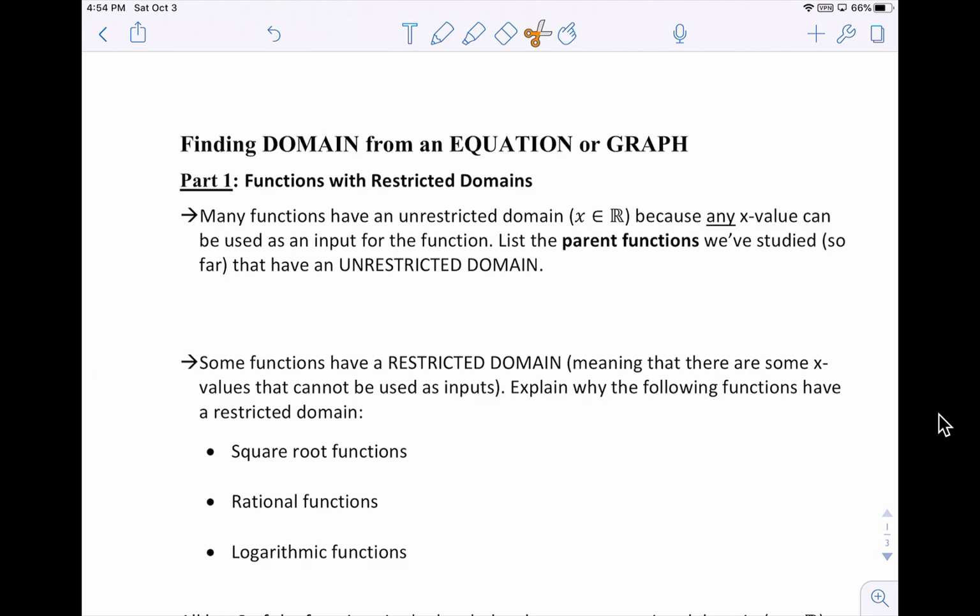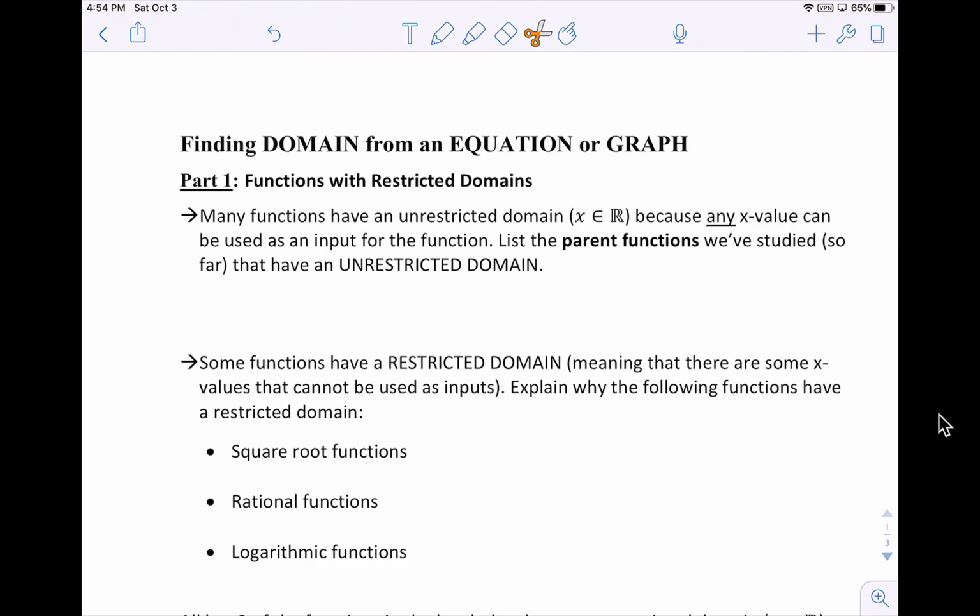So before you watch any more, make sure you have today's document open. In this video, I'll guide you through part 1 of the document, which is the first page, and we'll be taking, like I said, a closer look at how we can find domain from the equation of a function. You might want to consider splitting your iPad screen so that you can watch this video and write on the document at the same time. You might also consider using a second device to watch the video so that you can write on your iPad. So if you're not ready yet, go ahead and pause this video, open the document, and then press play once you're ready. So here we go.